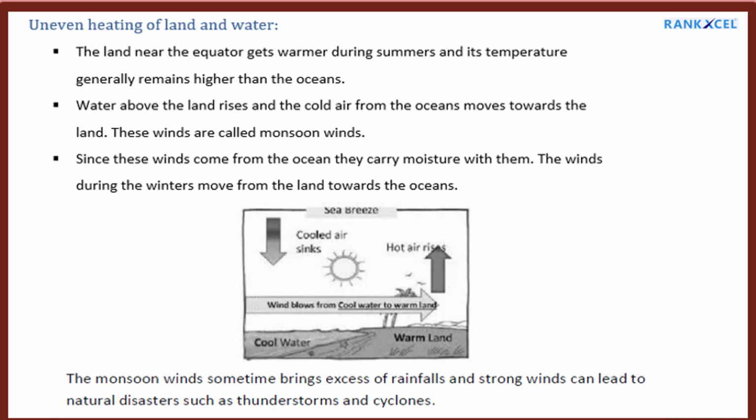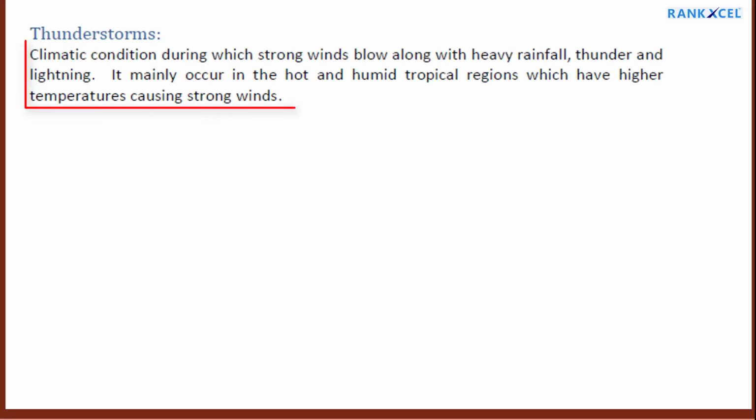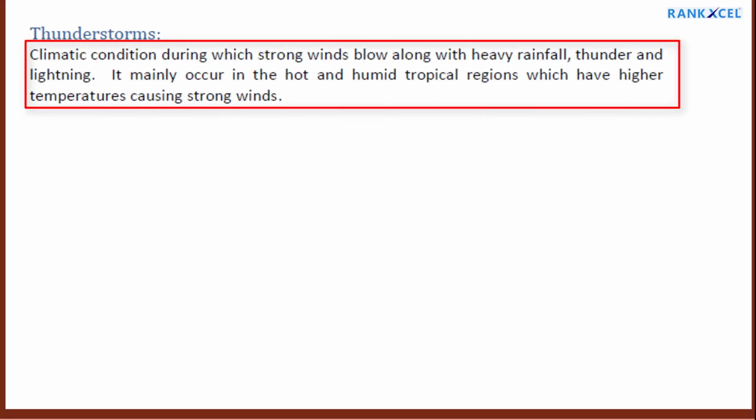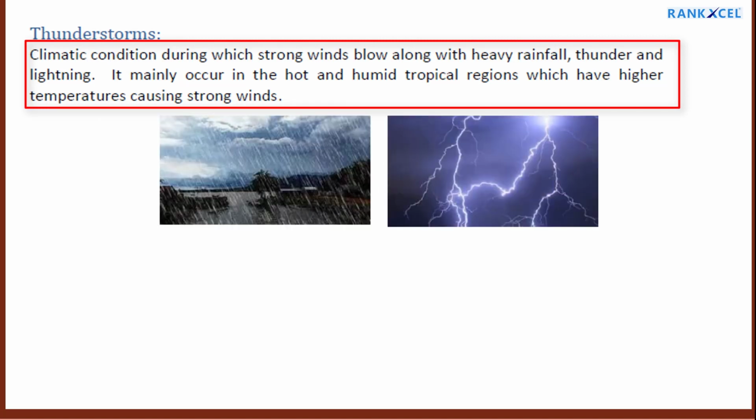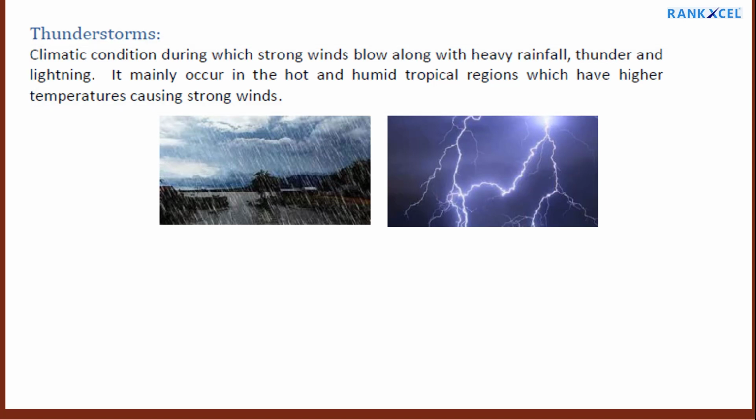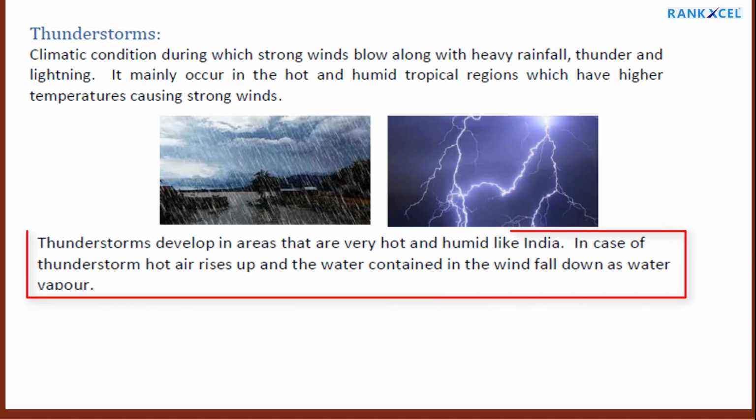Thunderstorms. A thunderstorm is a climatic condition during which strong winds blow along with heavy rainfall, thunder and lightning. It mainly occurs in the hot and humid tropical regions which have higher temperatures causing strong winds. Thunderstorms develop in areas that are very hot and humid like India. In case of a thunderstorm, hot air rises up and the water contained in the air falls down as water vapor.